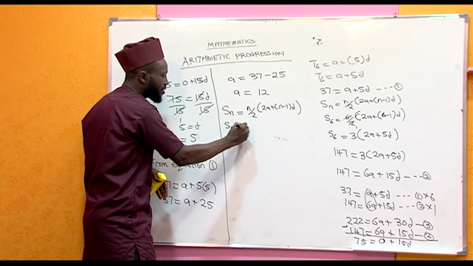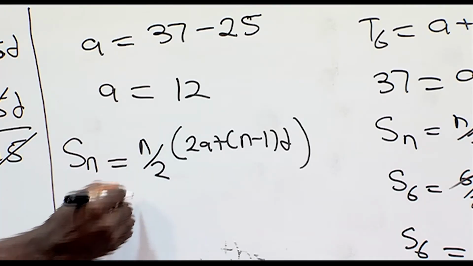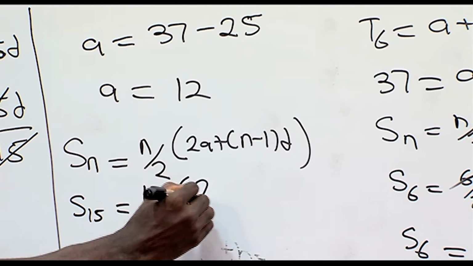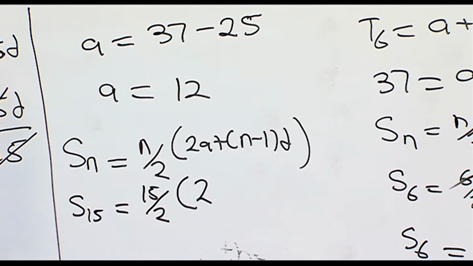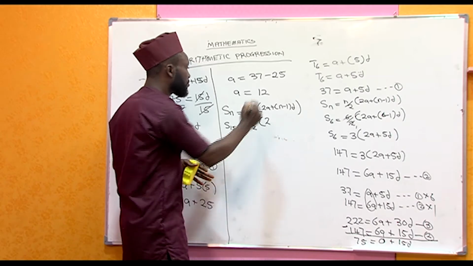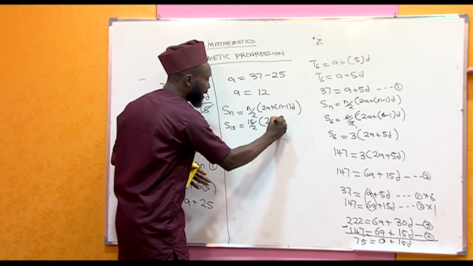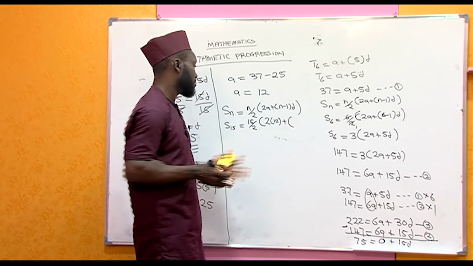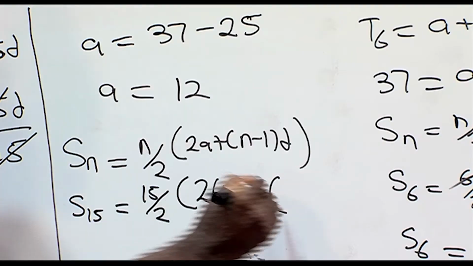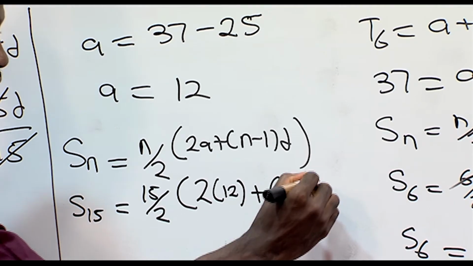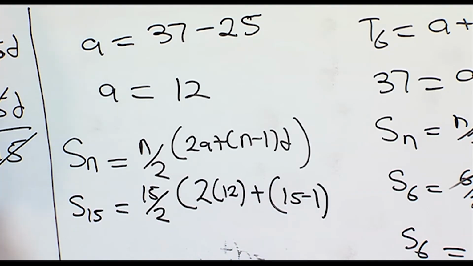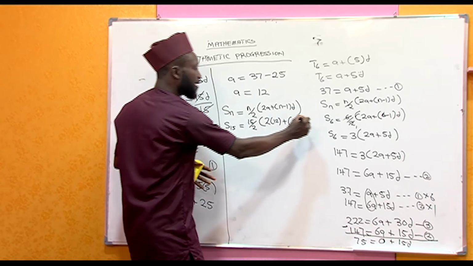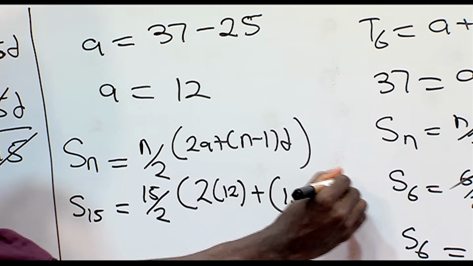Since we are looking for the sum of the first 15 terms, instead of Sn it is now going to be S15 equals, instead of n, I'm going to have 15 over 2, open the bracket, 2 multiplied by our new a, which is the first term, 12, plus open your bracket, n is also equal to 15, so we have 15 minus 1, close the bracket, and our common difference, which is 5, multiplied by 5, then close the big bracket.